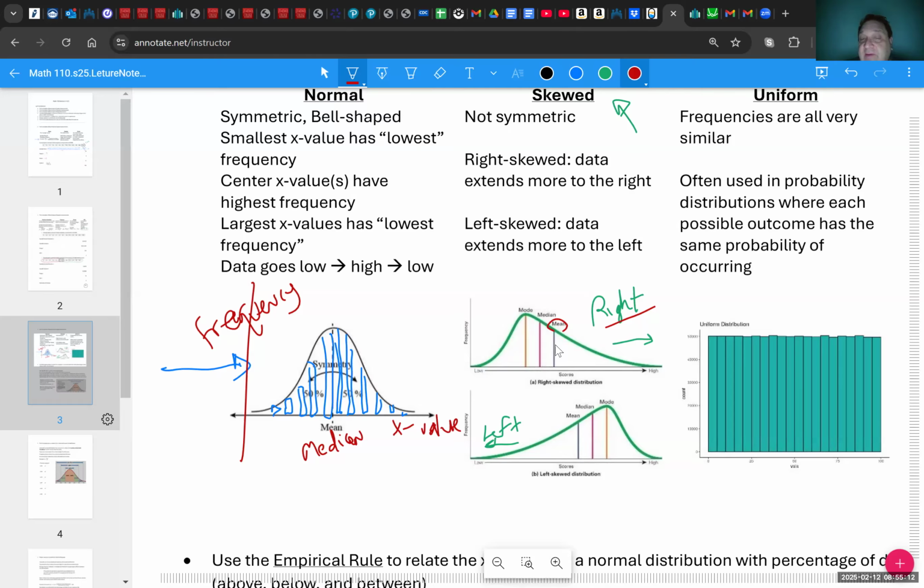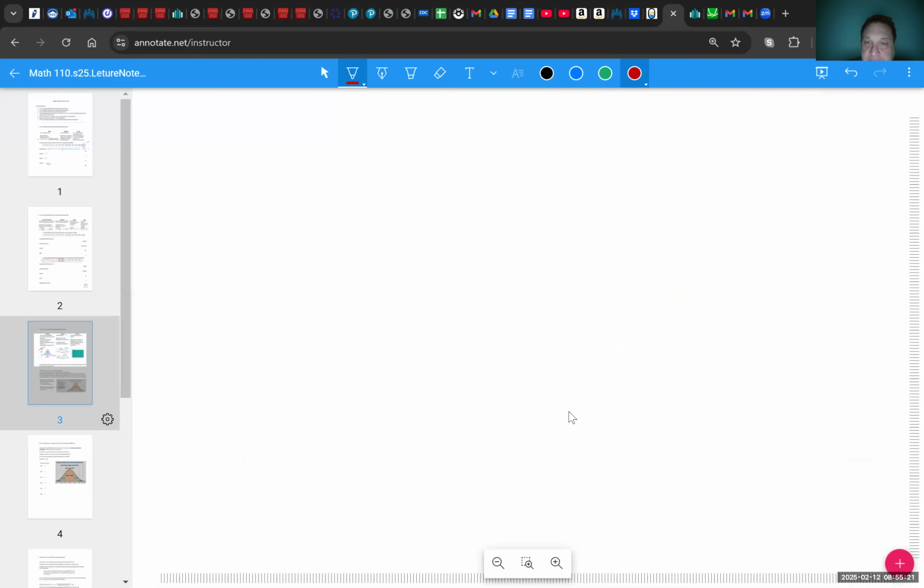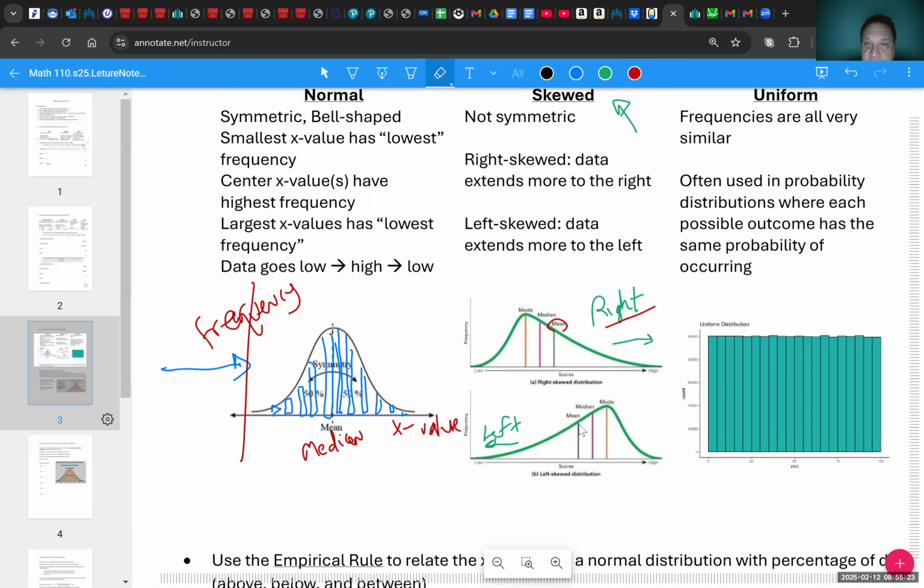And likewise, we're going to have a smaller mean when you have smaller numbers that trail to the left. So here the mean is going to be smaller than the median or mode in a left-tailed or left-skewed data set.